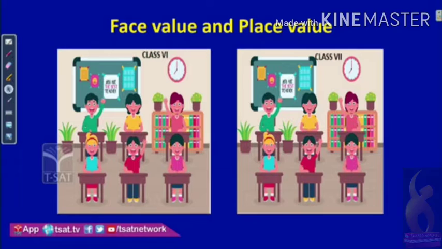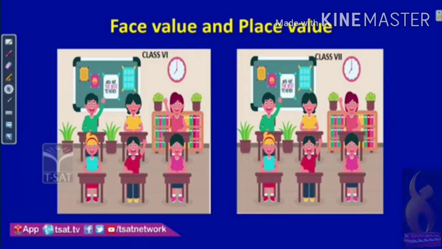Okay. Now, let us look at this slide. Here you can observe that there are two classrooms, one is class 6 and another one is class 7. Can you observe one girl who is in a yellow top? Have you observed? Yes. In the first case, she sits in class 6, and in the second case she sits in class 7. If you look at the first slide, we can conclude that the girl belongs to class 6, whereas in the second slide, we can conclude that she belongs to class 7.